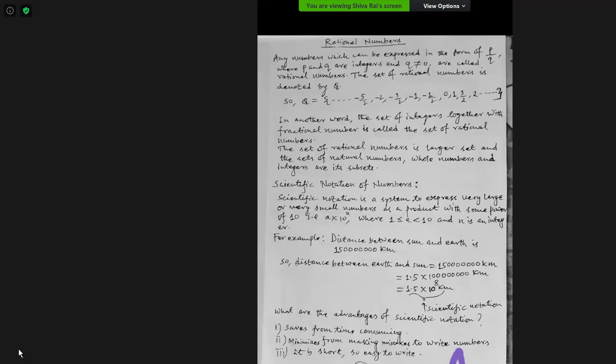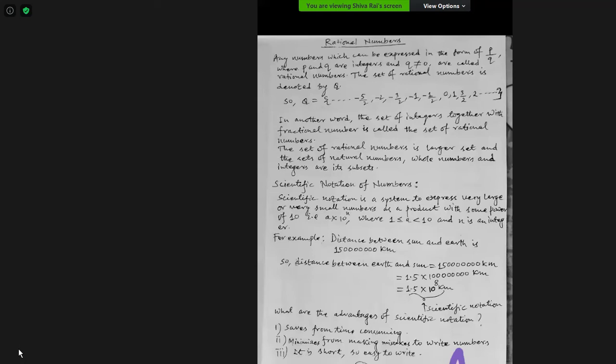Saves from time consuming. It means it is short, so in short time we can write. And another thing, minimize from making mistakes to write numbers. And third one, it is short, so easy to write. That's why we use scientific notation. These things you cannot find in your book. It has some merits. So we use scientific notation.